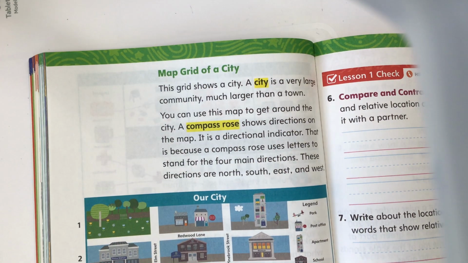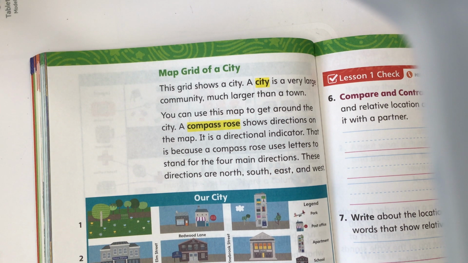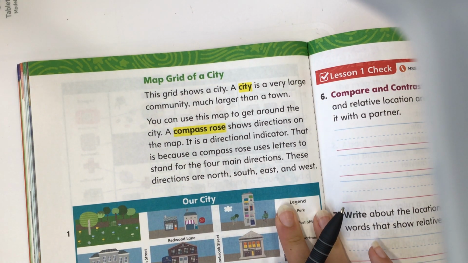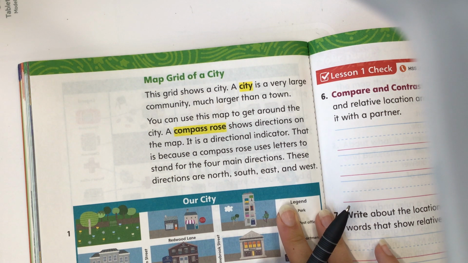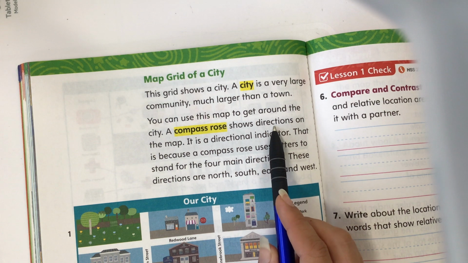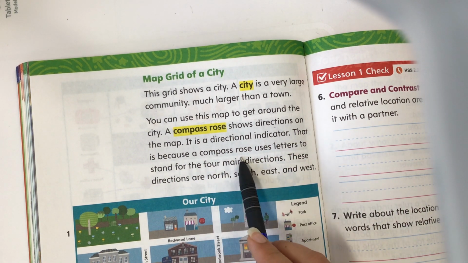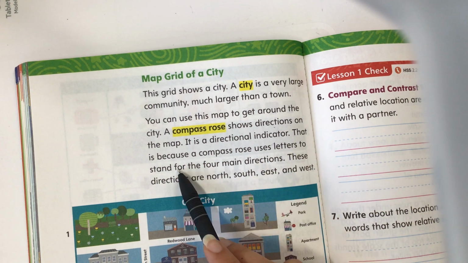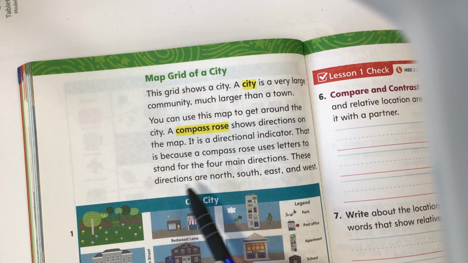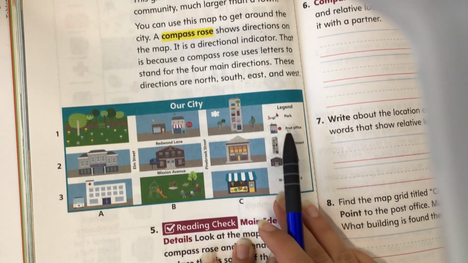Map grid of a city. This grid shows a city. A city is a very large community, much larger than a town. You can use this map to get around the city. A compass rose shows directions on the map. It is a directional indicator. That is because a compass rose uses letters to stand for the 4 main directions. These directions are north, south, east, and west.